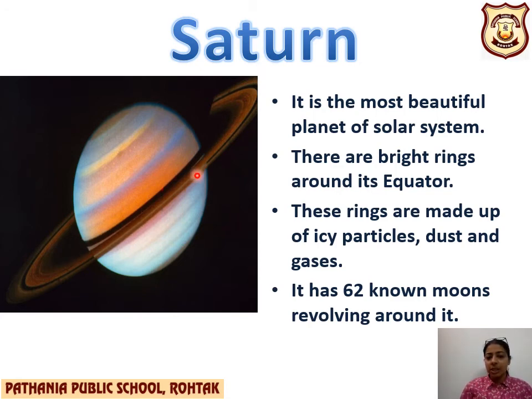If you see the rings, these rings are made up of icy particles, dust and gases, and they are very bright. So the rings of Saturn are actually very bright. That is why it seems to be very beautiful in the solar system. It has 62 moons which are revolving around Saturn.